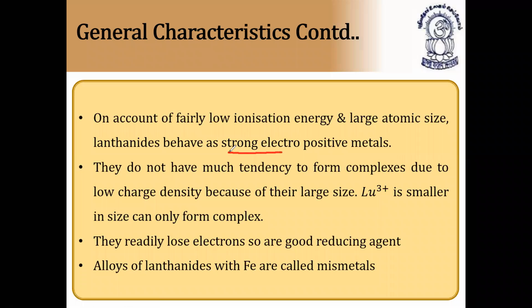So these are strongly electropositive metals, but as their availability is very low, you will not find many reactions of lanthanides. They do not have much tendency to form complexes due to low charge density because of their large size. Lutetium +3 is smaller in size and can form complexes. So which lanthanide will form a complex compound? Only lutetium. Except lutetium, all the remaining f block elements do not form complex compounds.